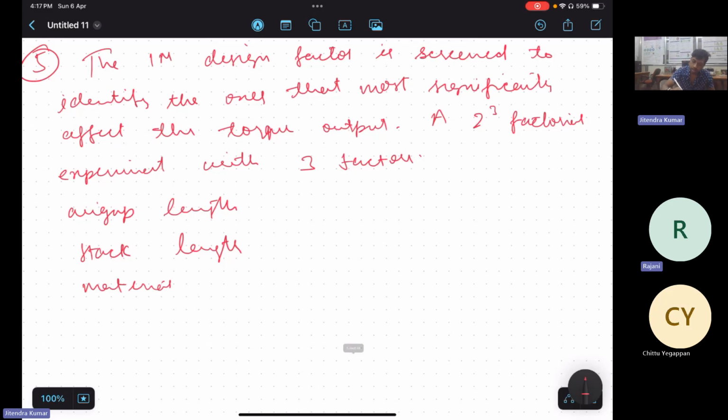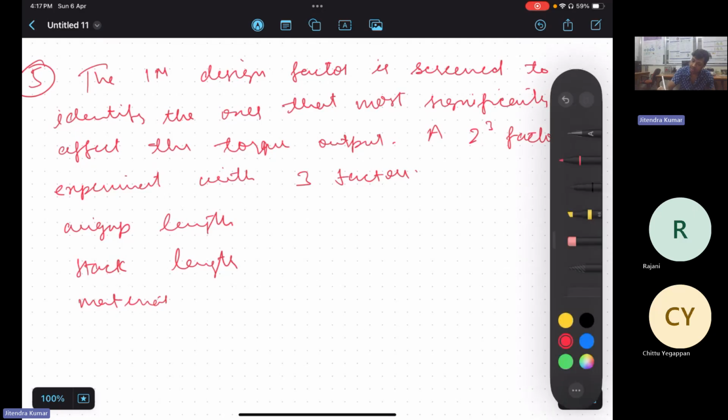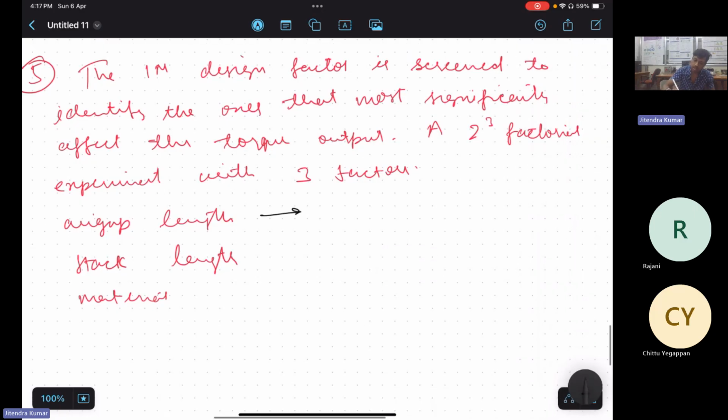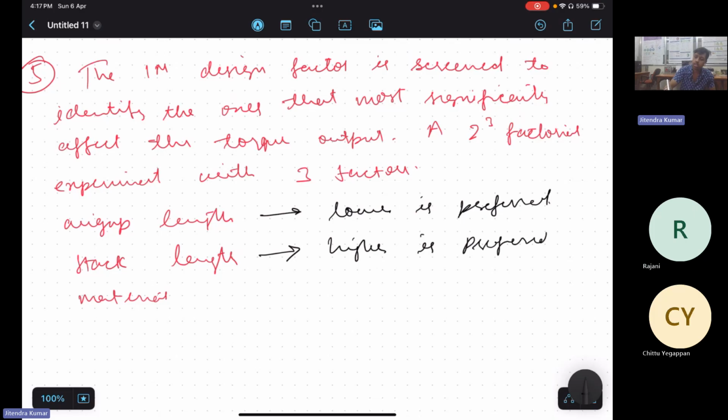So yeah, let me write it. Lower is preferred for air gap length. Higher is preferred for stack length. And material has low performance, so of course higher will be preferred.